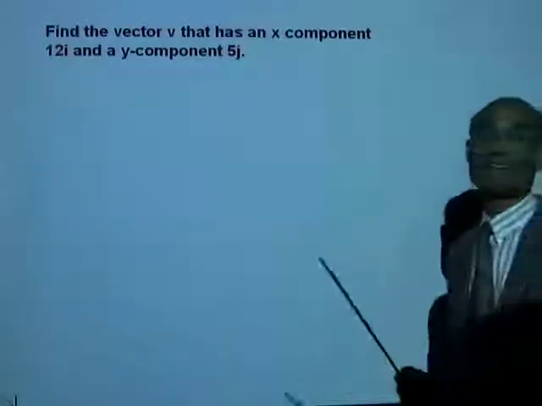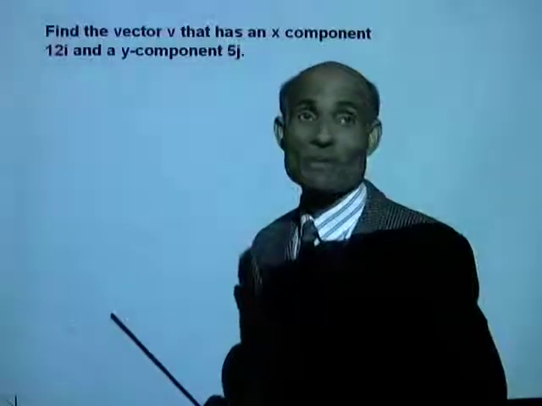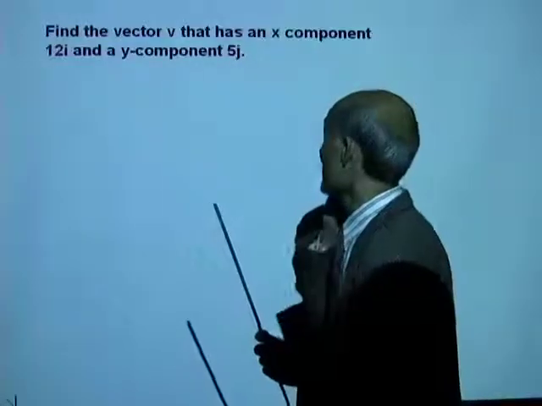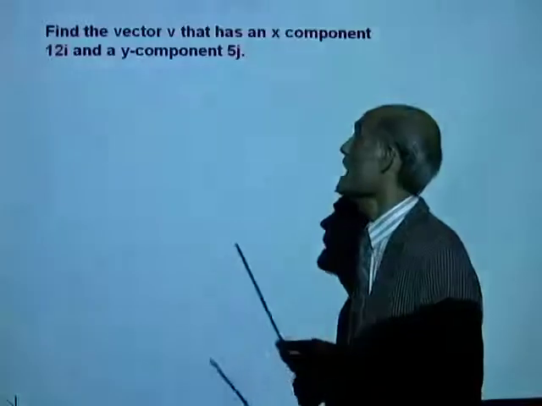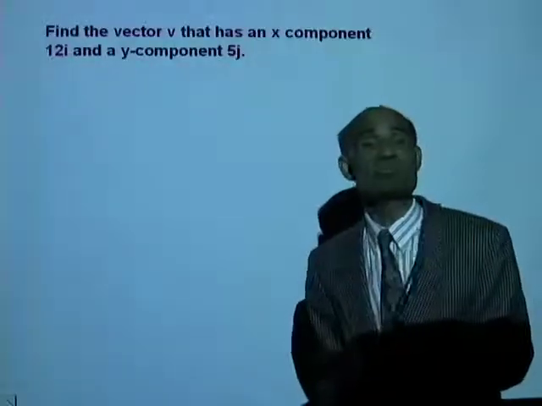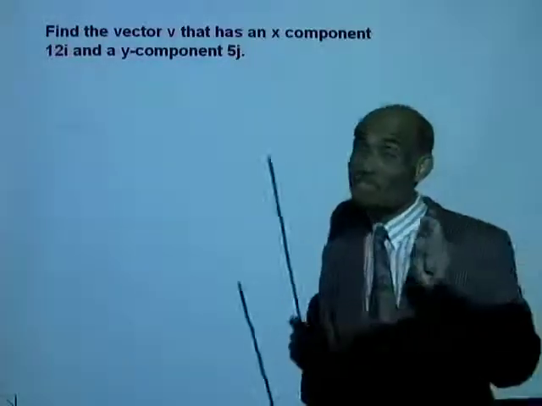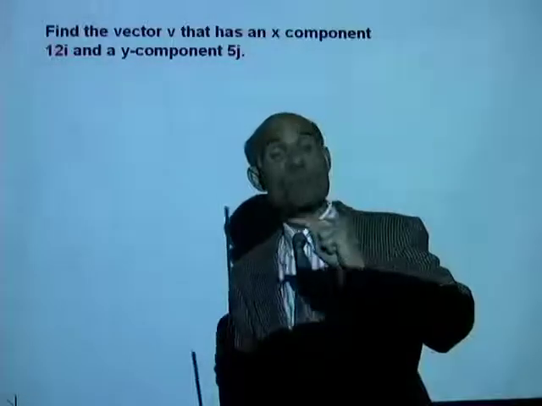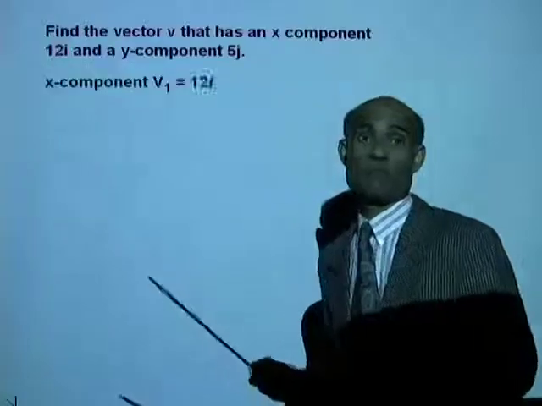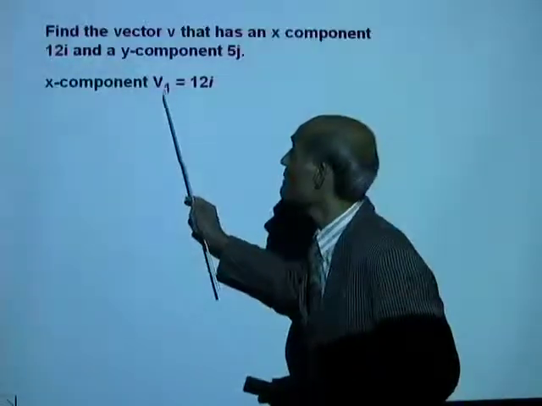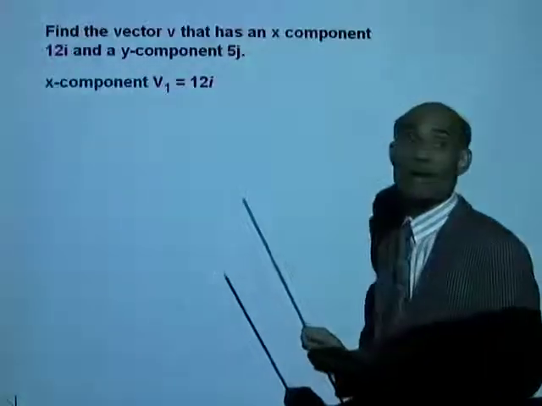Okay, let's do another problem. Find the vector v that has an x component 12i and a y component 5j. Well, this time I have given you the components. You need to find the vector. The x component v1 equal to 12i.